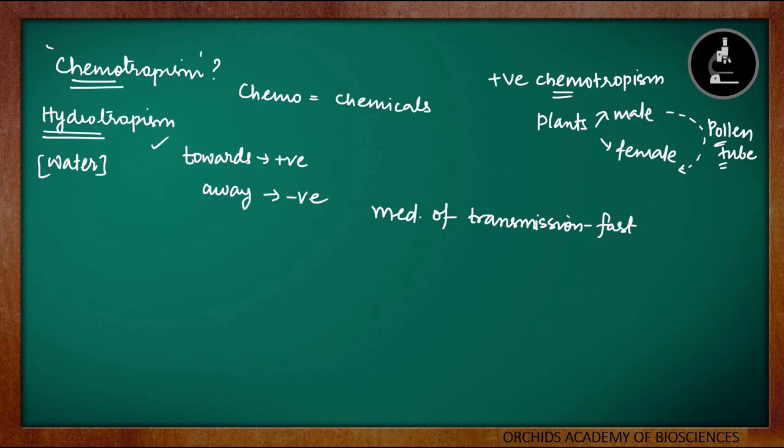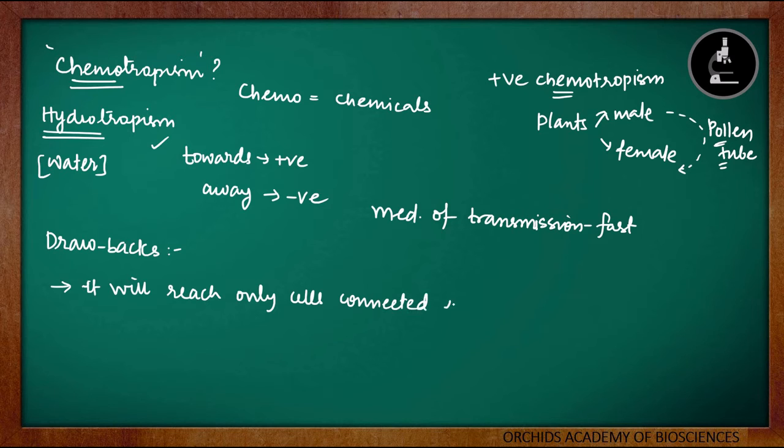And as a fast medium of transmission, in human beings there is the nervous system. But there are various drawbacks to this nervous system also. So let us see what the drawbacks are. First, the nervous impulse or the electrical impulse carried by the nervous system will only reach the cells which are connected by nervous tissues, not each and every cell in the animal body. So the first drawback of the nervous system is that it will reach only cells connected by nervous tissue.